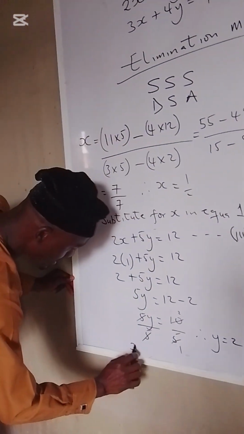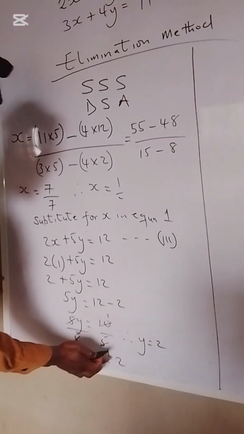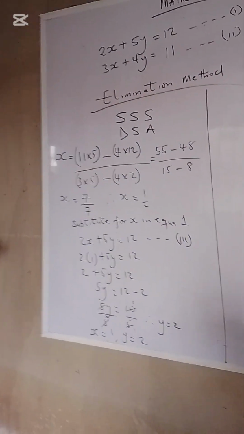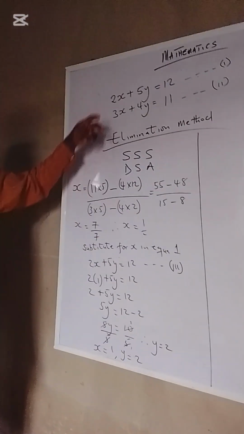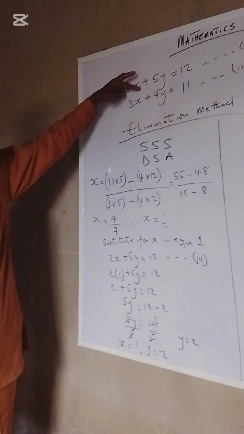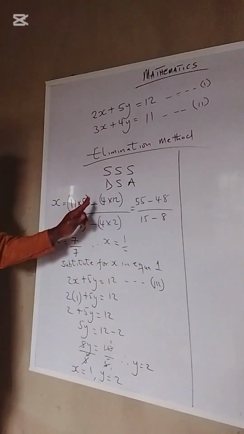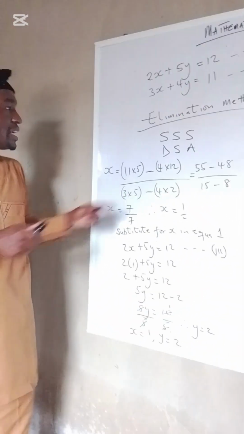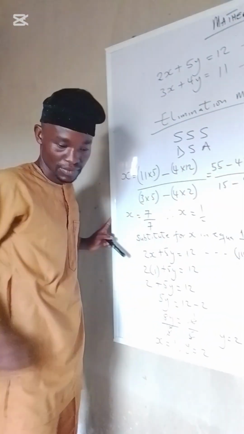We now see that x is equal to 1, and y is equal to 2. That's it. It's as simple as ABC. Now we also give another question that carries different sign. We have just done the one that has the same sign, and I told you that same sign we subtract. That's the reason why we subtracted here. Different sign we add. So now let me give you a question that goes in line with this DSA. Let's look at it.